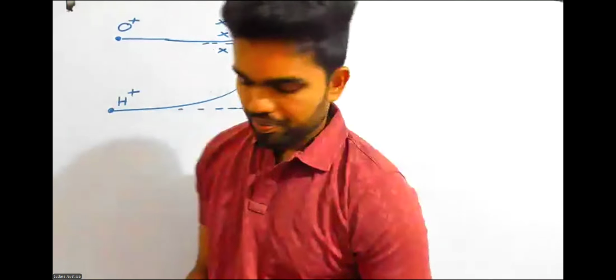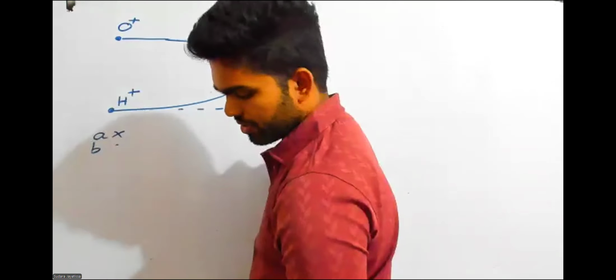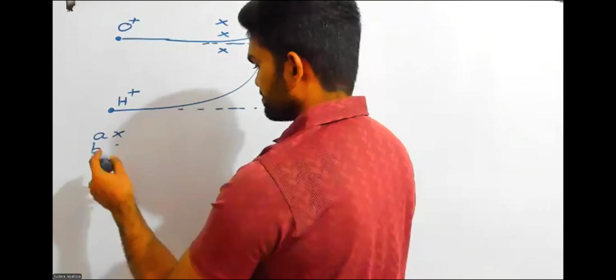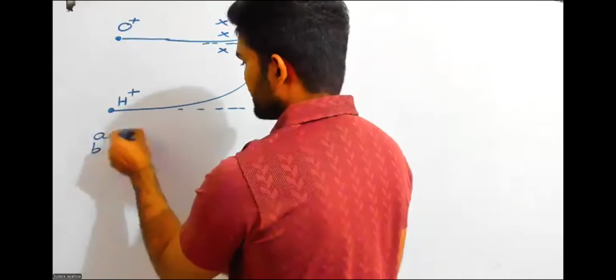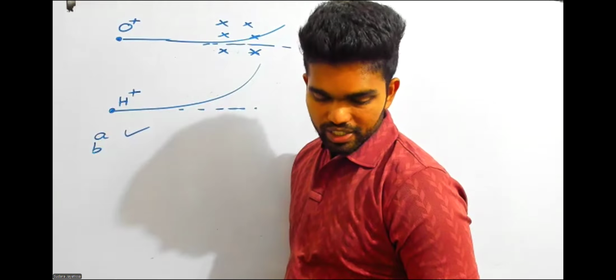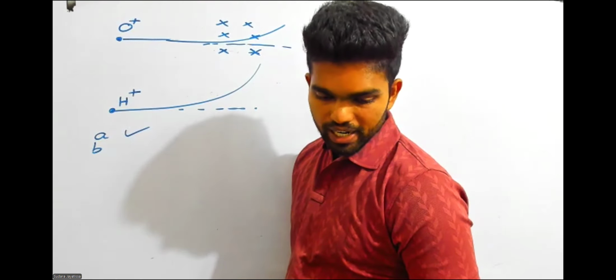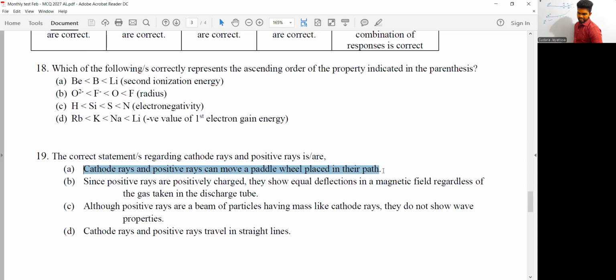Remember, okay? So A was wrong, but B is also wrong? Yeah, B is. The A is correct, no? It says can move a paddle wheel. Yeah, I forgot, I interpreted that wrong. Let's see that one again. Cathode rays and positive rays can move a paddle wheel. Yes, they can move a paddle wheel. That is correct, and B is wrong. So they don't show equal deflections. They show different angles.